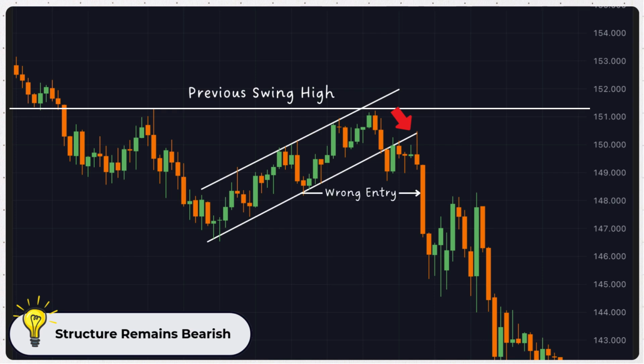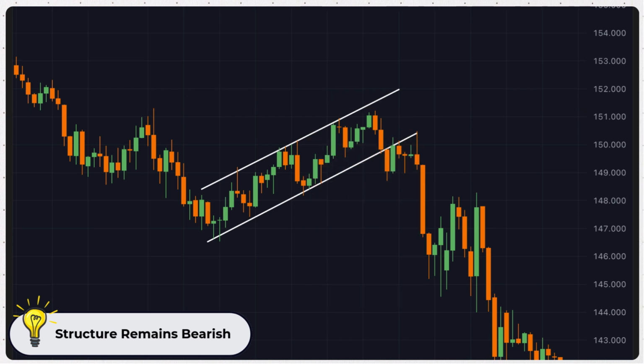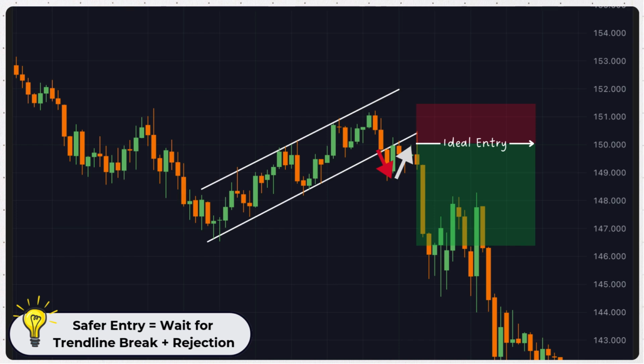They short too early inside the channel and place their stop just above the local pivots. When price sweeps that level, they get stopped out before the real move happens. Once again, the safer approach is to wait for confirmation. The higher probability entry comes after price breaks below the channel and then retests it as resistance. That breakdown and rejection confirm that sellers have regained control, and if you had entered here, you would have gotten a nice short setup with invalidation just above the previous swing high area.